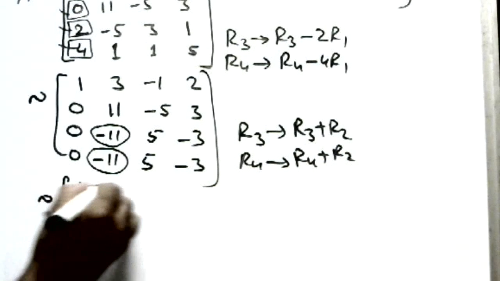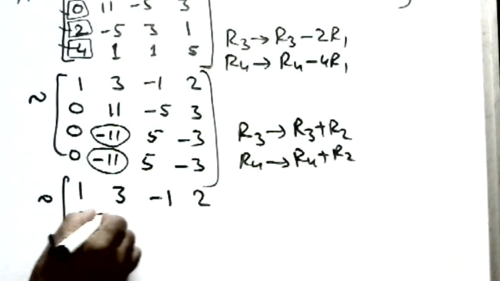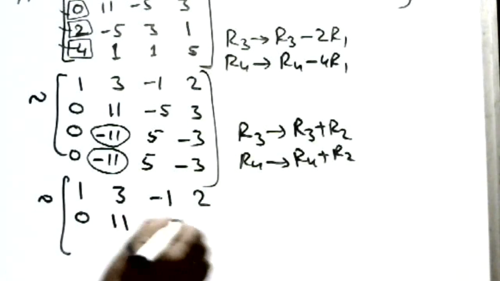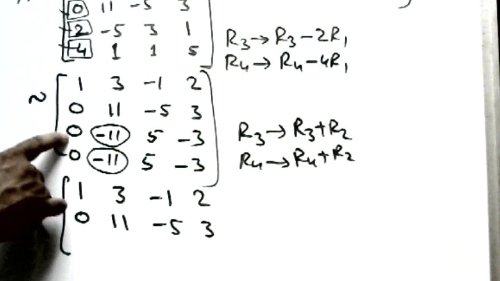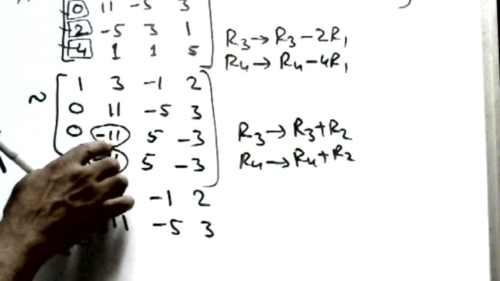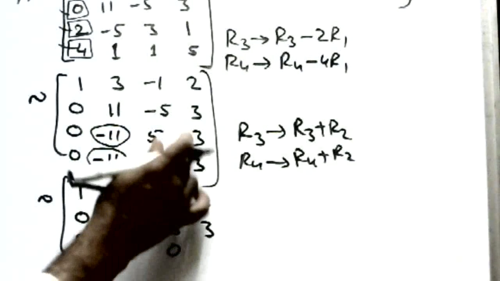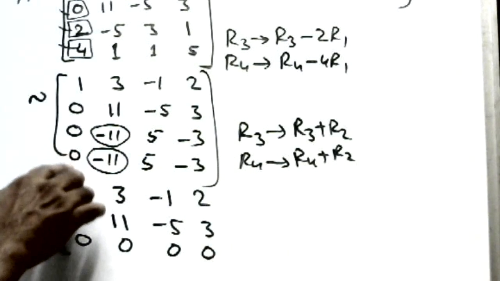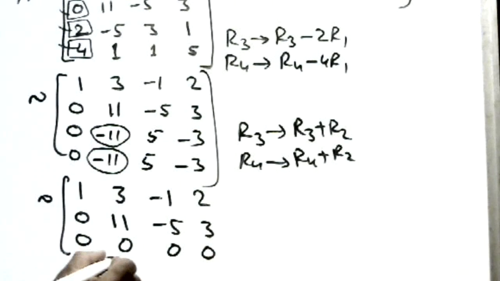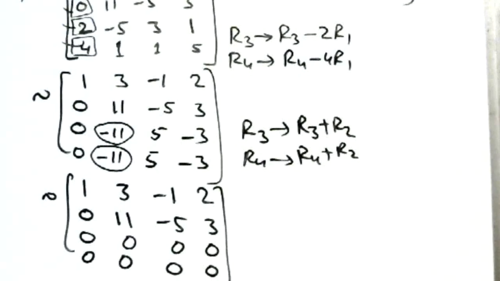So let me change this one. We are not changing the first row, as it is 1, 3, minus 1, 2. Second also we are not changing: 0, 11, minus 5, 3. Now we are changing R3. R3 plus R2: 0 plus 0, 0. Minus 11 plus 11, 0. 5 minus 5, 0. Minus 3 plus 3, 0. In the same way, R4 plus R2: 0 plus 0, 0. Minus 11 plus 11, 0. 5 minus 5, 0. 3 minus 3, 0. See, we got this row.